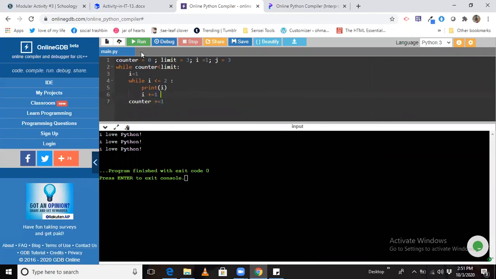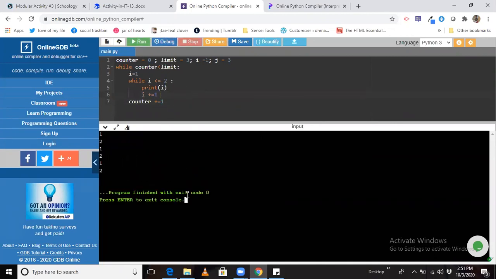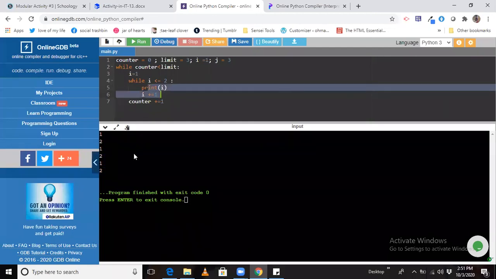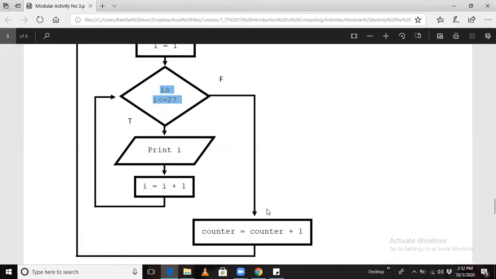Okay, what will be the output? 1, 2, 1, 2, 1, 2. Okay. So, 1, 2, 1, 2, 1, 2. Piniprint niya yung 1, 2 ng 3 beses. Kasi 0, 1, 2, 3. Okay? Ito yung outer limit natin. Question about this? Loop in loop.